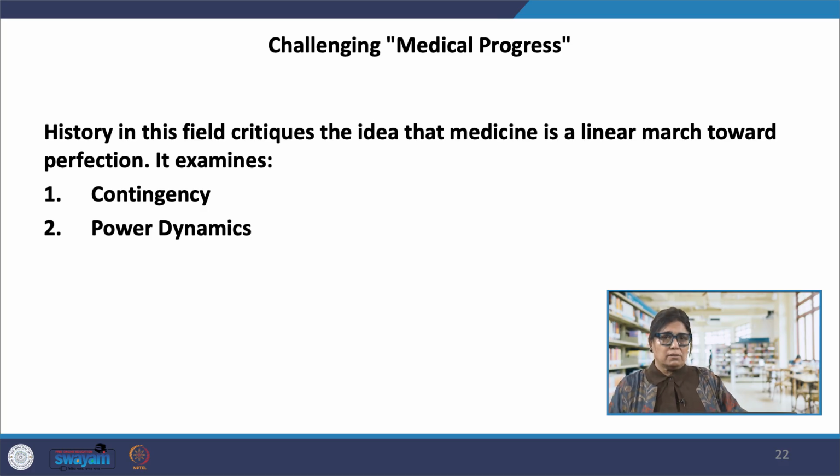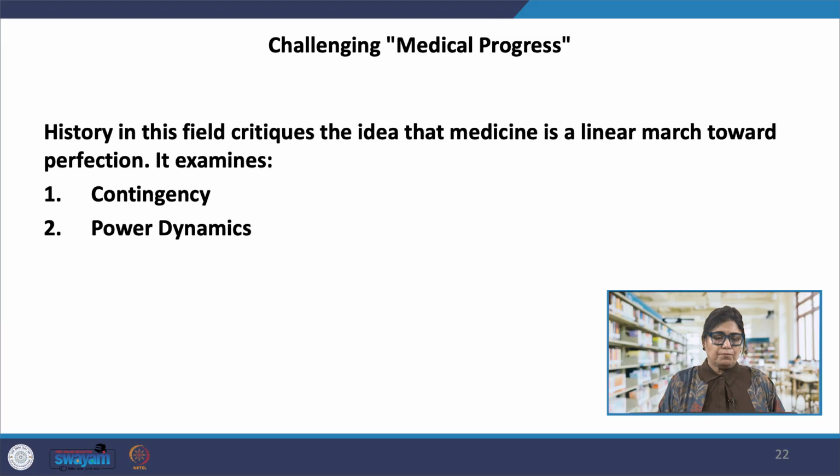It examines contingency, which refers to how medical practices like bloodletting or lobotomies were considered cutting edge in their time and why they eventually changed, and power dynamics, which includes how history has been used to justify the marginalization of certain groups, such as the history of eugenics and syphilis studies.